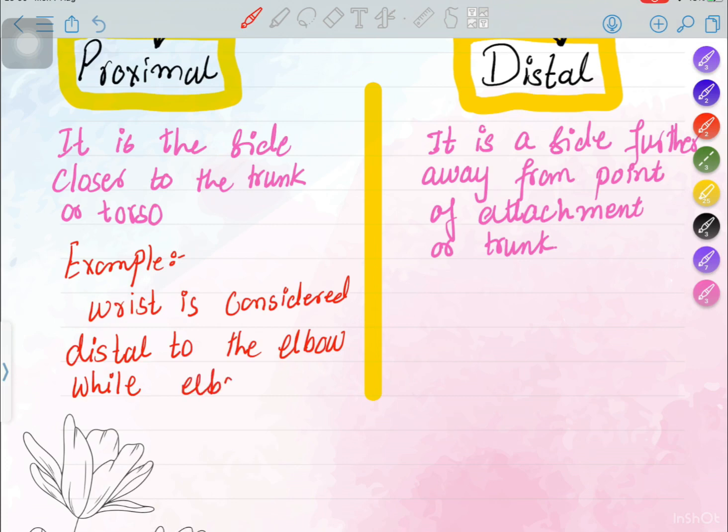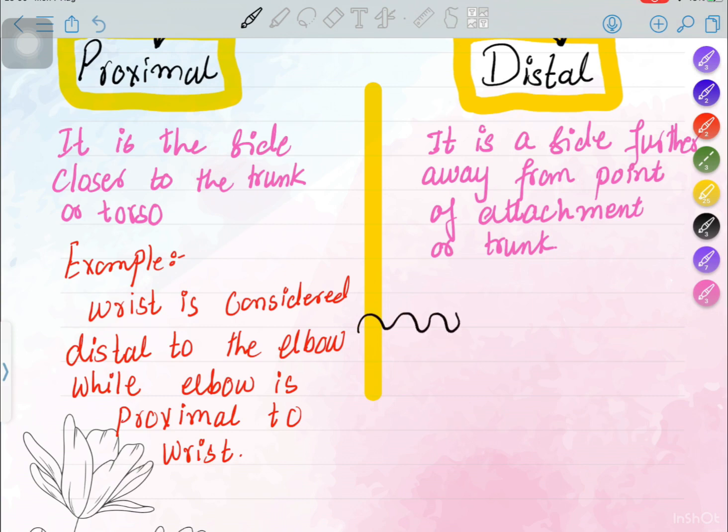Exactly, the elbow is proximal to the trunk. The elbow is proximal to the wrist. So over here, proximal to the wrist means what? Exactly, it is closer to the trunk. Okay, so can you see comparative language? This is what we all use in medical. This is what I'm going to use when I do dissections.